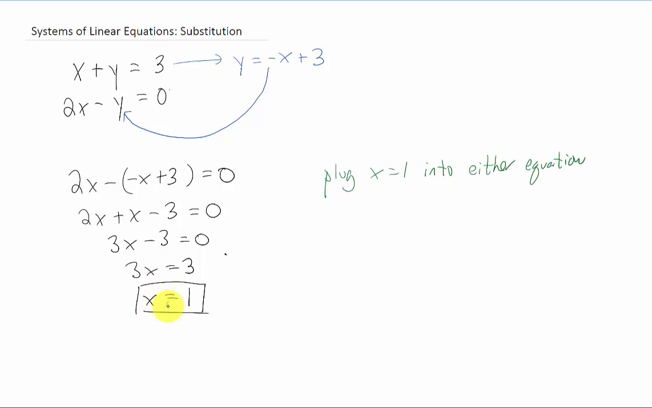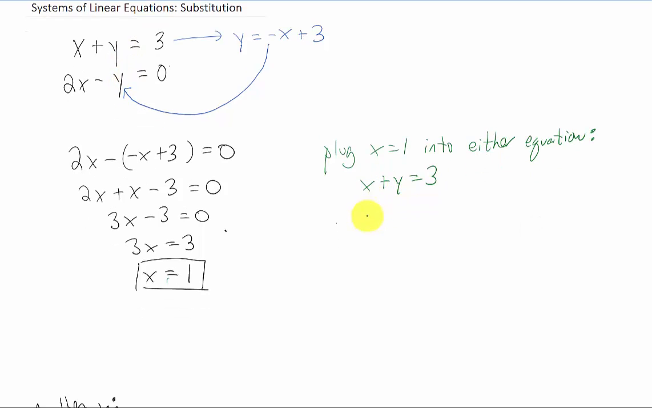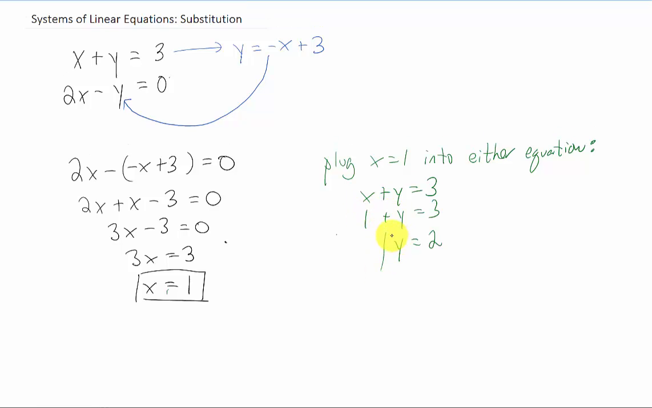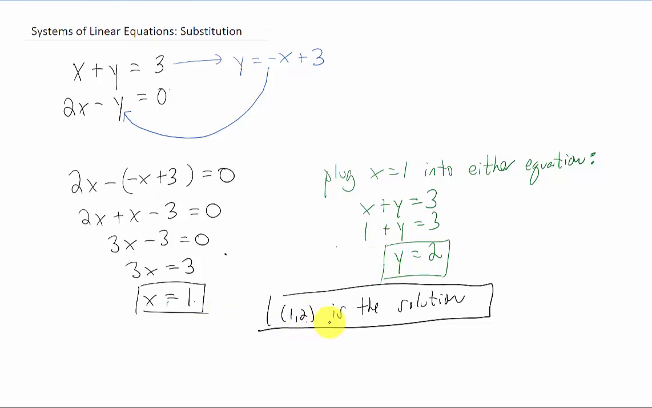So to find what y is, we can take this x equals 1 and plug it into either equation, it doesn't matter which one. I'll just choose the first equation, x plus y equals 3. I'm plugging in x equals 1, and we get y equals 2. Now, x equals 1, y equals 2 is the solution to this linear system of two equations and two unknowns. And we typically write that solution as an ordered pair.